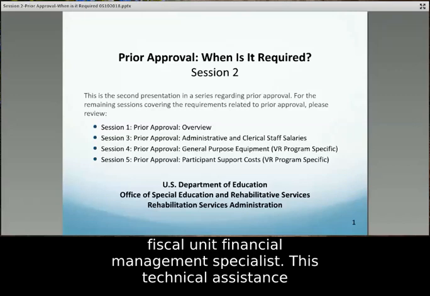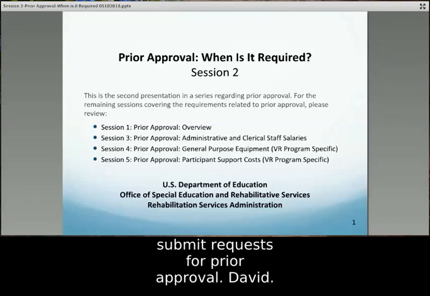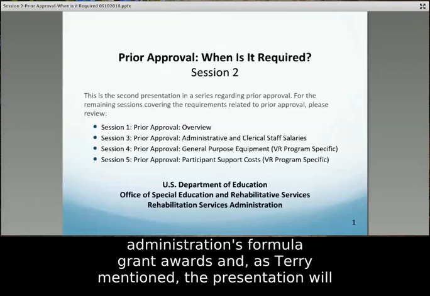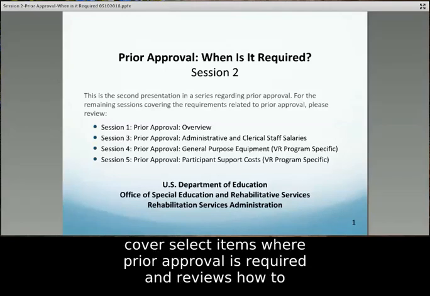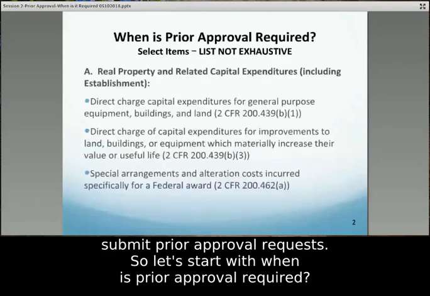This technical assistance program will provide information about when grantees are required to submit requests for prior approval. David? Thanks, Terry. This webinar is applicable to all the Rehabilitation Services Administration's Formula Grant Awards. And as Terry mentioned, the presentation will cover select items where prior approval is required and review how to submit prior approval requests. So let's start with when is prior approval required?